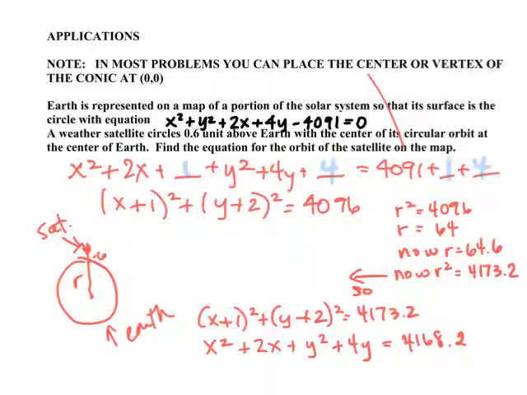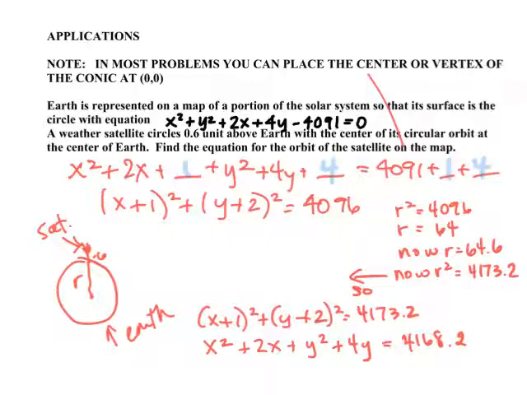So the first thing I did was I took the equation we were given and I completed the square on it so that I could find this value here. That value is the radius squared of the Earth, since the surface of the Earth was this equation. So if I square root that, I get 64. That means the radius of the Earth was 64 units in this problem.